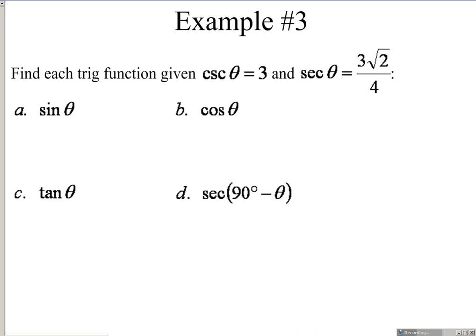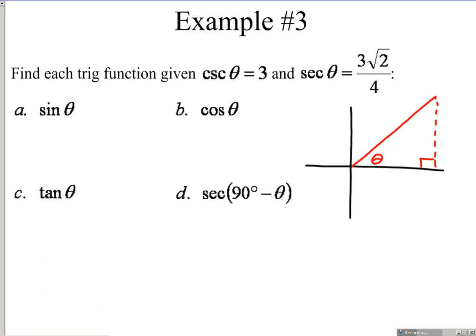Last one, number 3. Find each trig function given that the cosecant is 3 and the secant of the same angle is 3 root 2 over 4. So the first thing we need to do is decide how we're going to draw a reference triangle here. Well, both cosecant and secant are positive, which means both sine and cosine need to be positive. The only place in which that happens is quadrant 1. So there's our angle theta.